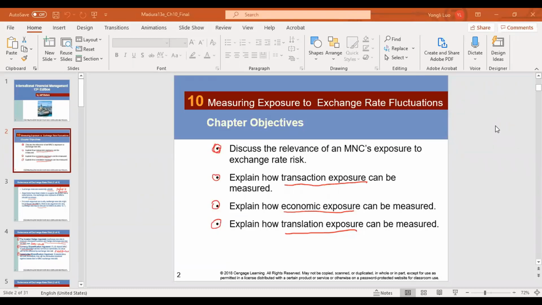Hello everyone, today we are going to learn Chapter 10, Measuring Exposure to Exchange Rate Fluctuation.